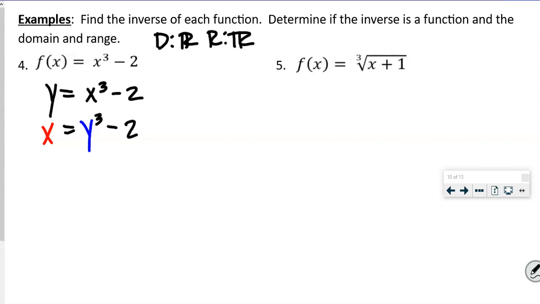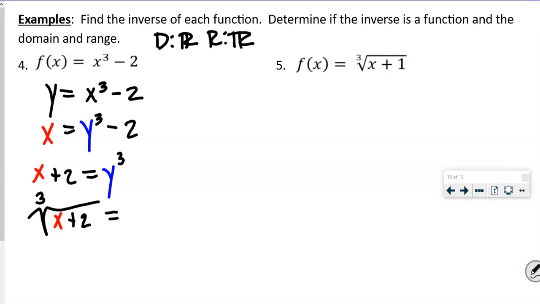So what am I going to do? Add 2 to both sides, right? So x plus 2 equals, let me go back and make that still my x in red, x plus 2 equals what now? Our y to the third, right? So how do we get rid of a third power? We're going to take the cube root, right? So we're going to take the cube root of both sides. So this is going to now be the cube root of x plus 2.